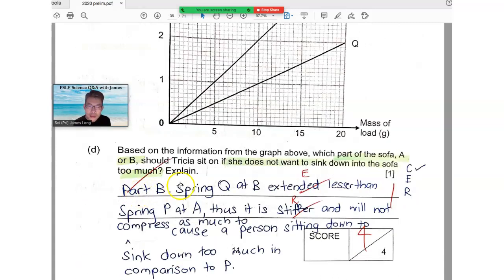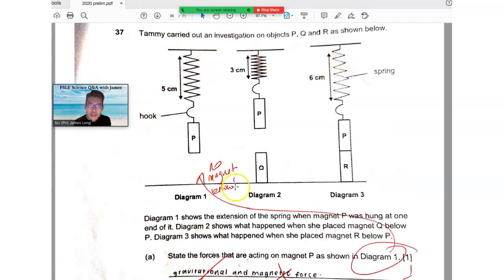This is another good answer. What's the claim? Right, part B. What's the evidence? Spring Q at B extended less than spring P at A. That's the evidence. What's the reason? Well, because spring Q is stiffer. So it's not compressed as much to cause the person sitting down to sink down too much in comparison to P. Very good answer. Now let's examine this picture here, right?